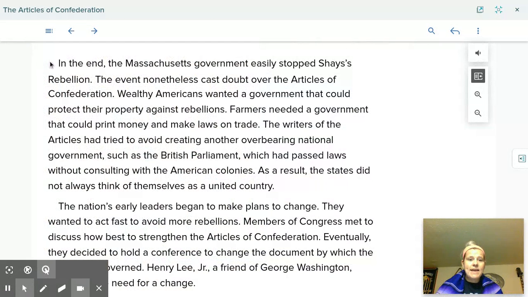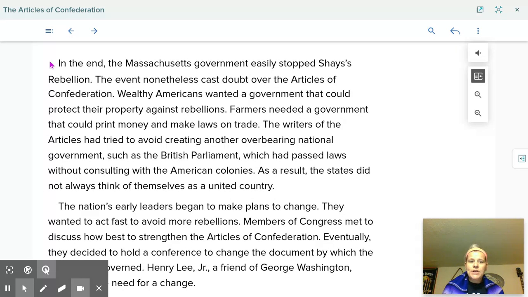In the end, the Massachusetts government easily stopped Shays' rebellion. The event, nonetheless, cast doubt over the Articles of Confederation. Wealthy Americans wanted a government that could protect their property against rebellions. Farmers needed a government that could print money and make laws on trade.